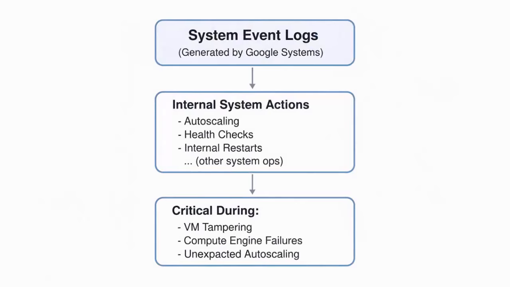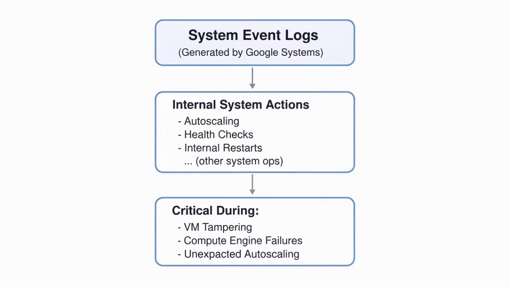The third type of GCP logs is the system event logs. System event logs are by default generated by Google, not by you. I believe you guys know it. System event logs show internal system actions like auto-scaling or maybe even health checks. System event logs are useful, and I think also critical, especially when you want to investigate VM tampering, Compute Engine failures. Also, we want to investigate unexpected auto-scaling events.